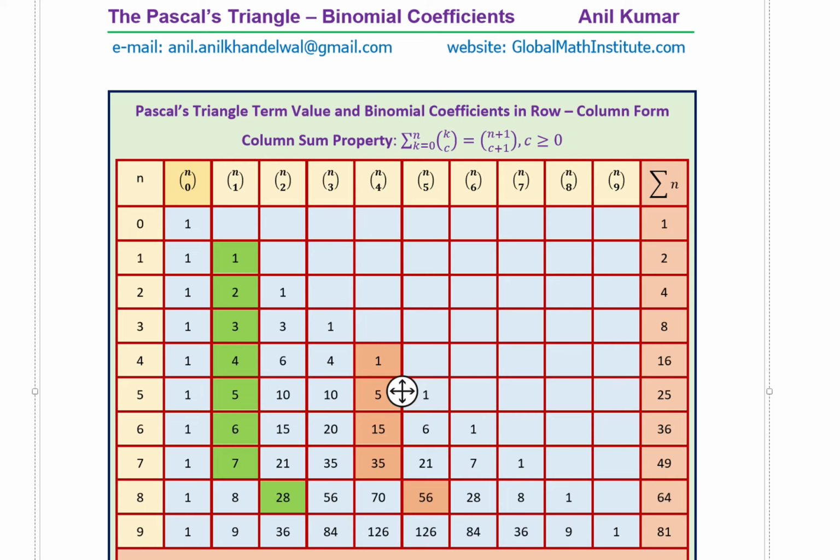So here we could summarize this with a column sum property, that if you add all the columns up to k, then the value will be as shown here. Do you see that part? So sigma for n changing from 0 to n for kC is equal to n plus 1 choose c plus 1, where c is greater than or equal to 0.